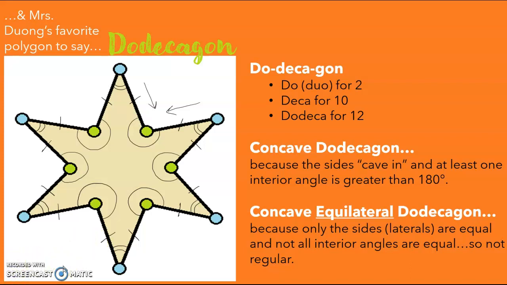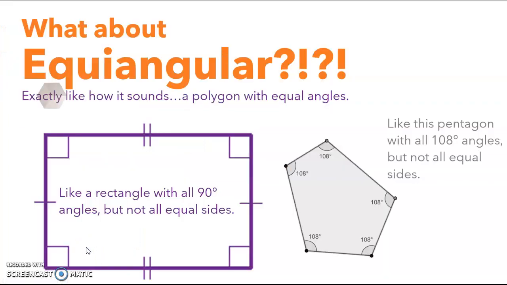Here we have an equilateral polygon with equal sides. But what about equal angular? Equal angular is exactly what it says, equal angle. A rectangle is equal angular because it has all 90-degree angles. It is not equilateral because not all sides are equal.